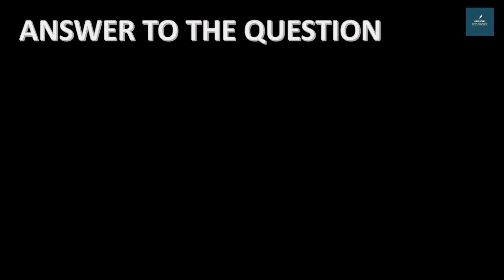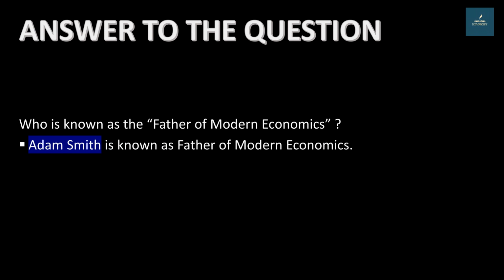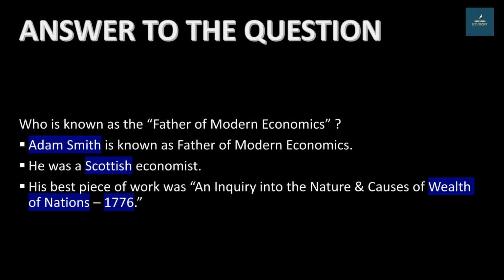Now, the time comes for the answer of the question which I asked you before in the video, that was of modern economics. And the answer for it is Adam Smith. He was a Scottish economist. His best piece of work was An Inquiry into the Nature and Causes of the Wealth of Nations, published in 1776.